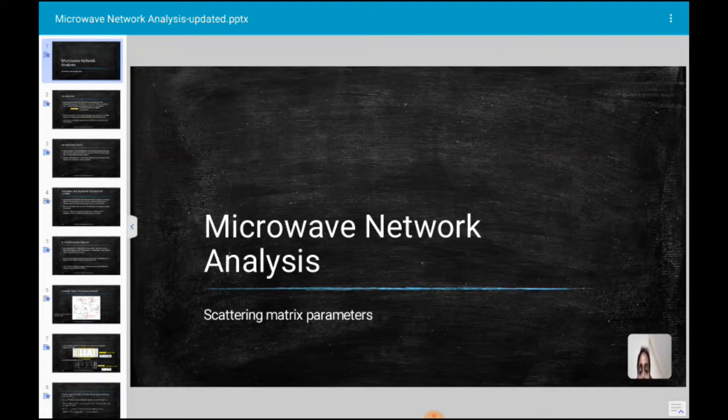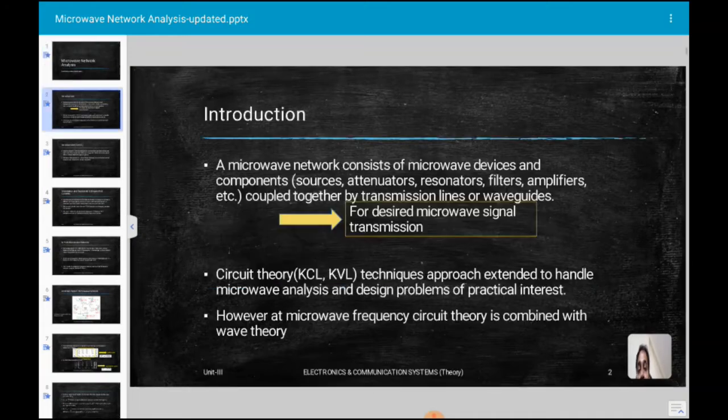So what is network analysis? Microwave is a high frequency network analysis. These networks can consist of devices, especially a PIN diode. It is similar to a PN junction diode, but it operates at a higher frequency. And we have different microwave components, like attenuators and different sources, for example a klystron source, that we will see in another unit, and different microwave filters, band pass, low pass, high pass, and amplifiers, etc.